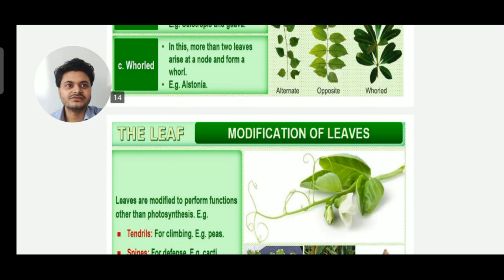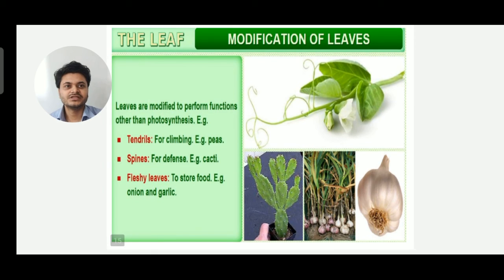That's phyllotaxy. Next we see the modification of leaves. What are the modifications of leaves? Leaves are modified to perform functions other than photosynthesis. Those are called modifications of leaves. Example, tendrils, which are used for climbing, as in peas. Spines, which are used for defense, as in cacti. Fleshy leaves to store food, example, onion and garlic.